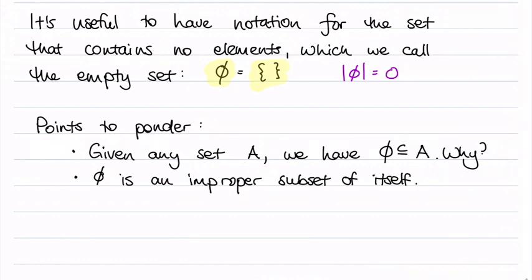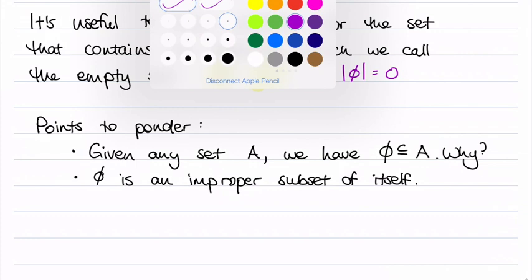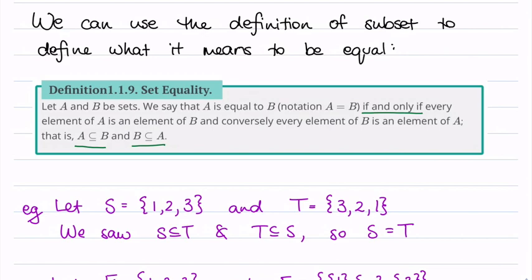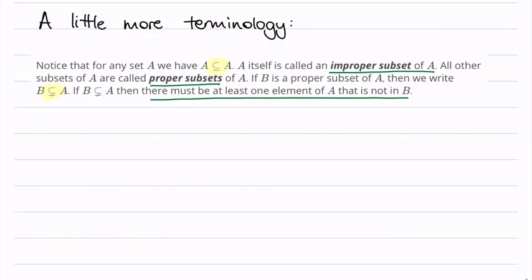And the other thing is, and this is just really a definition, we say that the empty set is an improper subset of itself. And that comes from the idea that we had, which was that in order to be a proper subset, there must be at least one element of A that is not in B. So the empty set couldn't be a proper subset of itself because it doesn't have any elements that could do that. So it must be an improper subset.